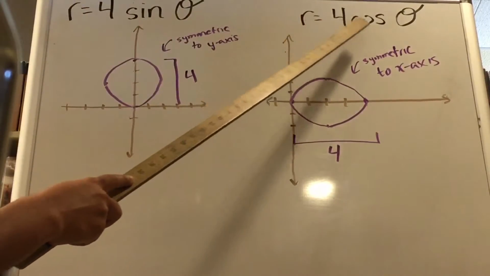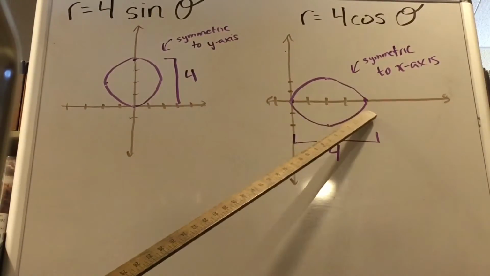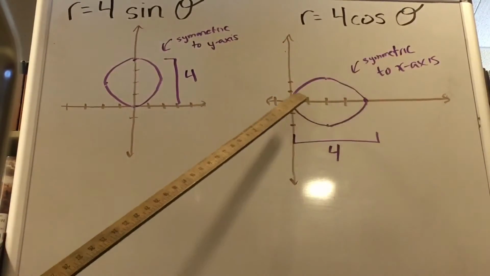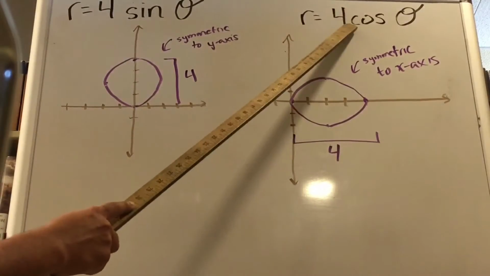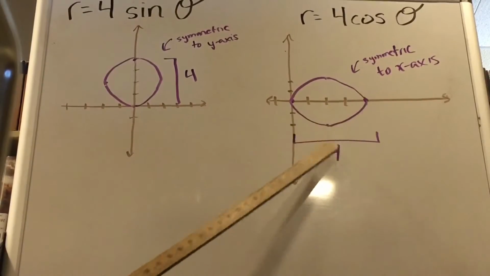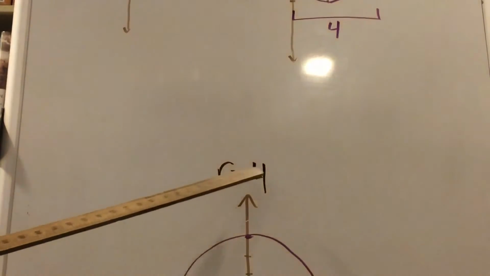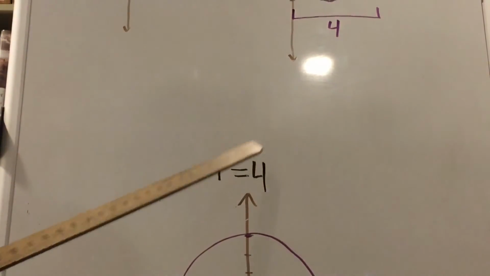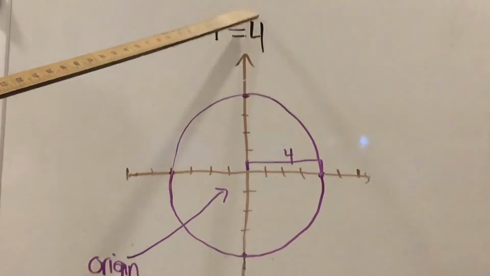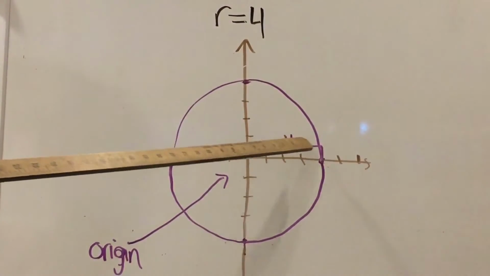R equals 4 cosine of theta is similar, except that it's going along the x-axis, because it has the cosine, so it's symmetric to the x-axis. Because there's a 4 right here, the a value is 4. The length from the origin to the end is 4. And then the last circle, the different type of circle, is r equals 4. There's no sine, there's no cosine, so it's going to be centered on the origin, like we talked about. And the 4 here signifies the length from the origin to the edge, which we can see here.